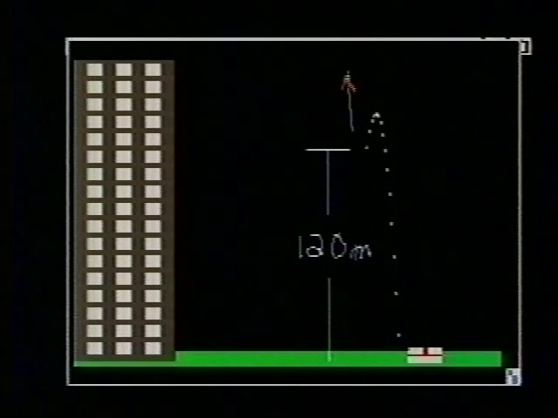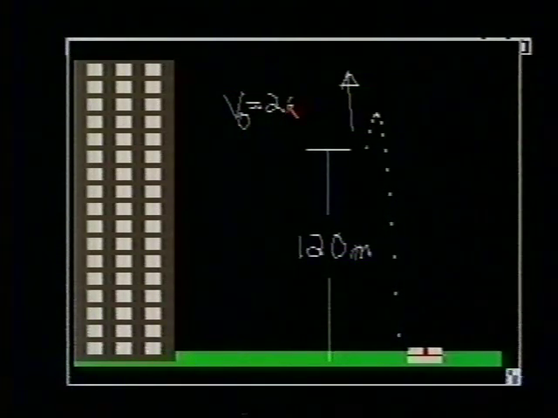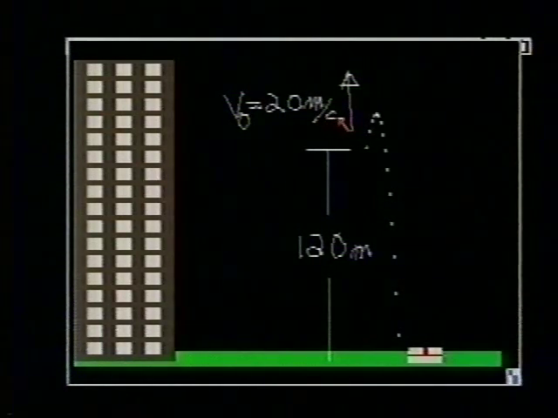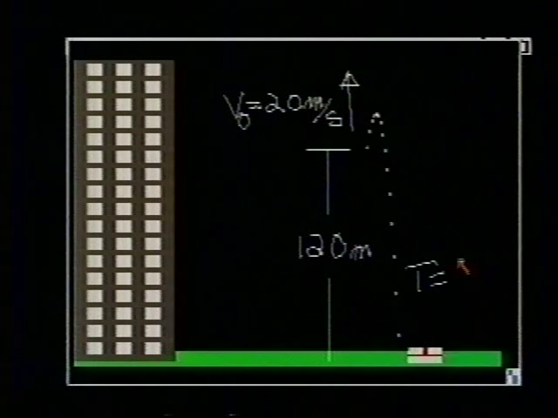Other information that we're given is that the velocity of the helicopter, and hence the velocity of the package when it is released, is 20 meters per second upwards. The question in the problem is how long does it take for that package to hit the ground? Alright, that is the problem. Try to work on that solution before watching the solution.